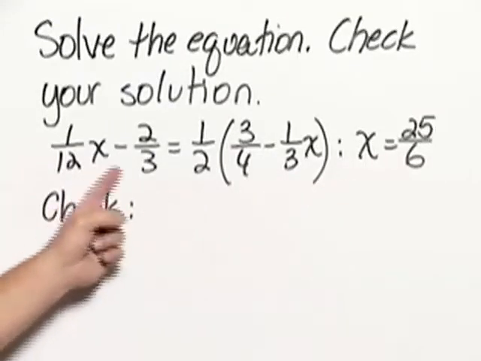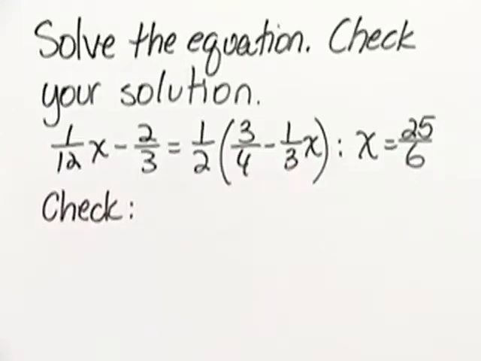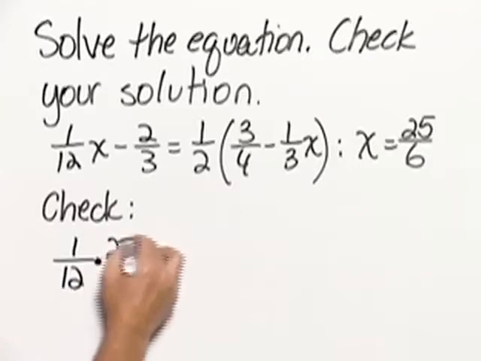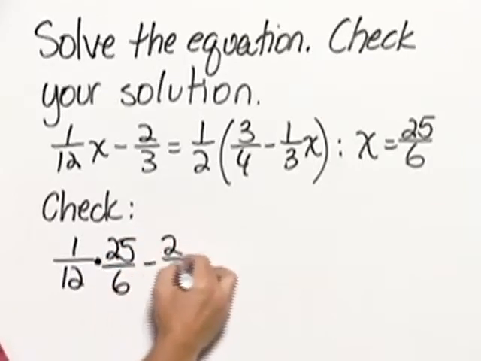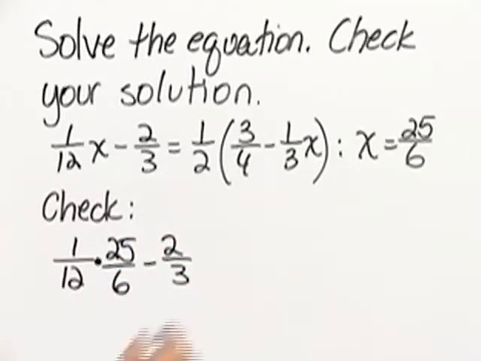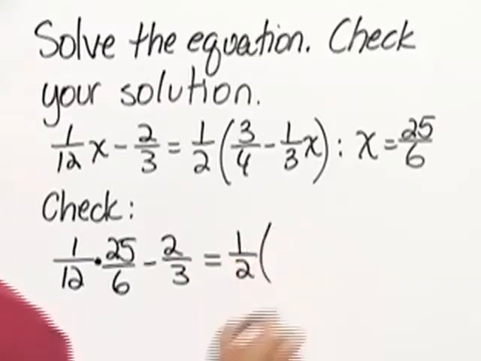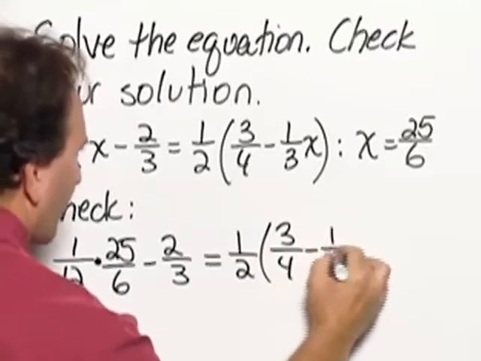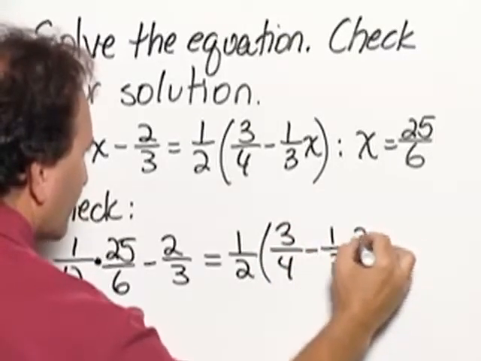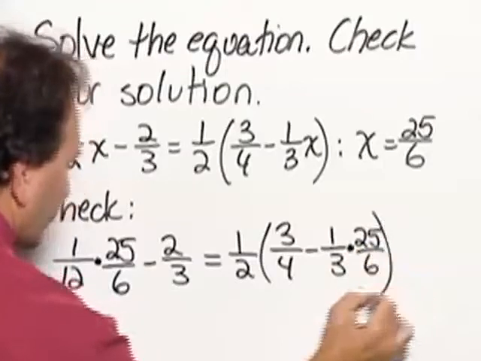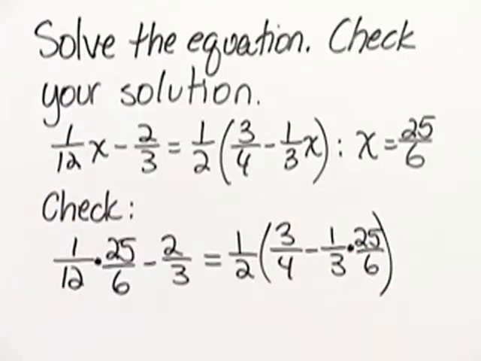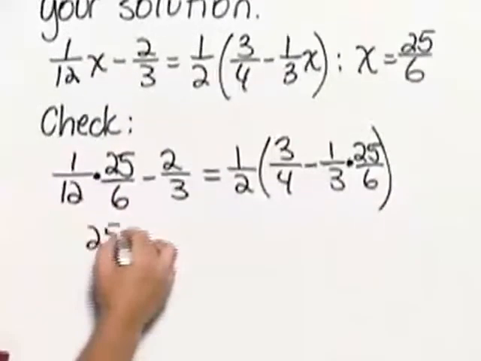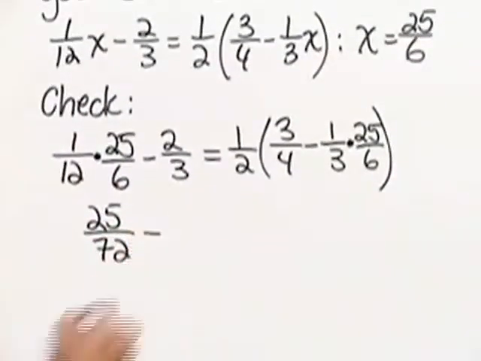So we have our original equation, our solution, and what we want to do to check it is to substitute 25/6 in place of each of those x's. So we would have 1/12 times 25/6 minus 2/3. We want to know, does that equal 1/2 times the quantity 3/4 minus 1/3 times 25/6.